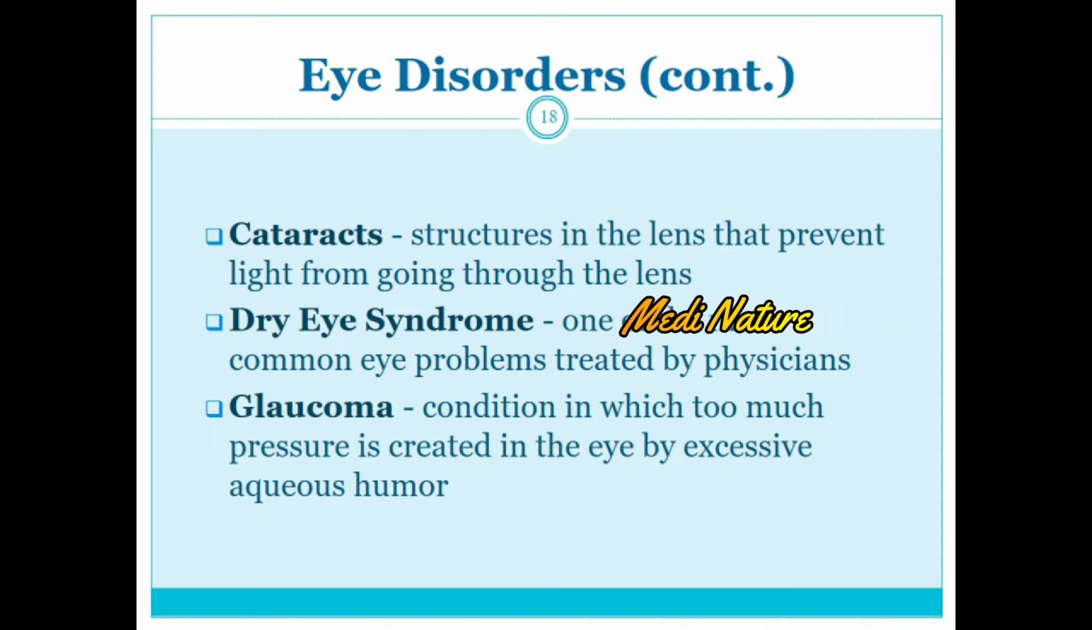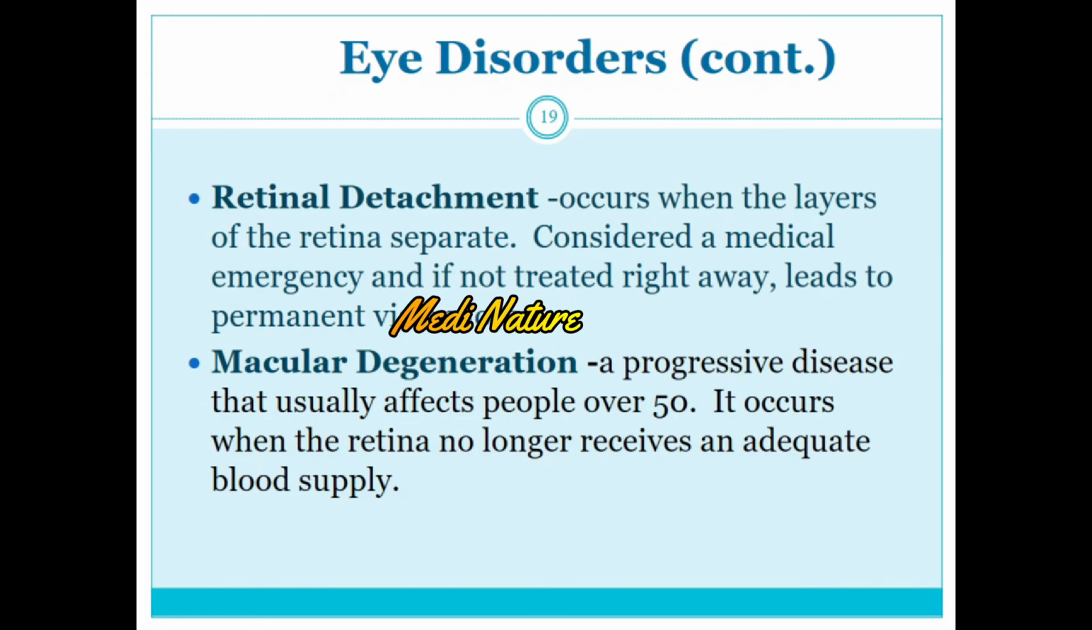Glaucoma is a condition in which too much pressure is created in the eye by excessive aqueous humor. Retinal detachment occurs when the layers of the retina separate. It is considered a medical emergency, and if not treated right away, it leads to permanent vision loss. Another condition is called macular degeneration. It is a progressive disease that usually affects people over 50. It occurs when the retina no longer receives an adequate blood supply.